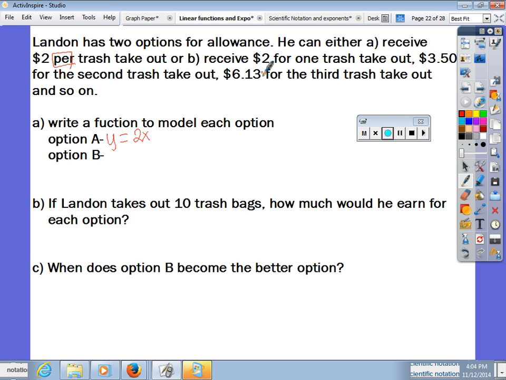So let's pretend it's linear. If it was linear, I would have to add 150 to 2 in order to get 3.50, right? So 2 plus 1.50 would give me 3.50. So I should be able to add 1.50 to this next term to get the following one.